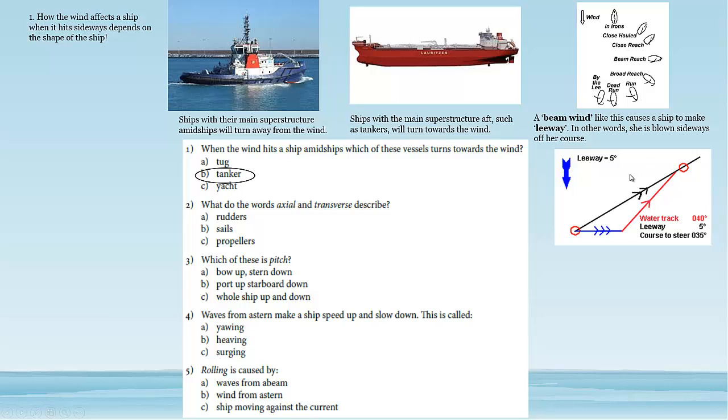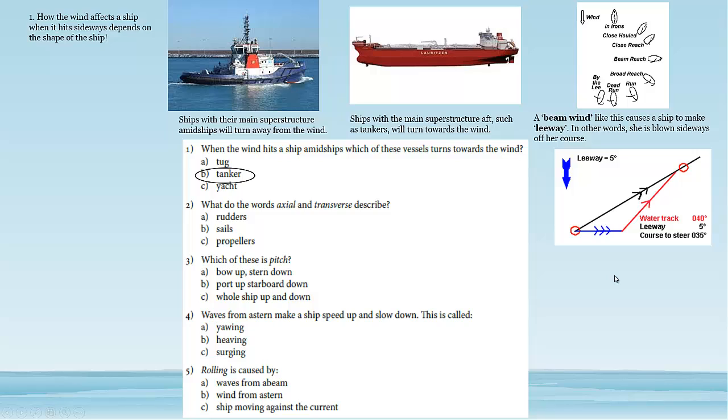So you see, when you're actually navigating the vessel, you have to account for this beam wind when you're steering. You can see here, this is the course that they want to steer, 35 degrees, but you don't say 35, you say 035 degrees when you're giving a course direction. And you have a leeway of 5 degrees, a beam wind which is blowing you 5 degrees. So you have to counter that with a water track of 040 degrees. It's just elementary navigation. I'm sure we'll get into this later.